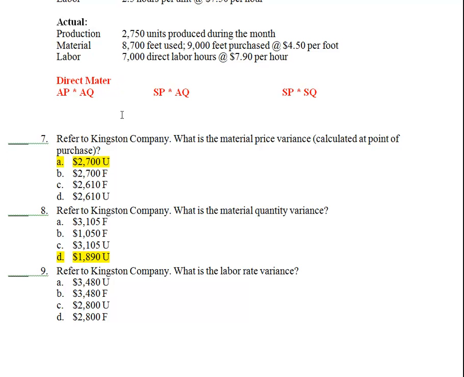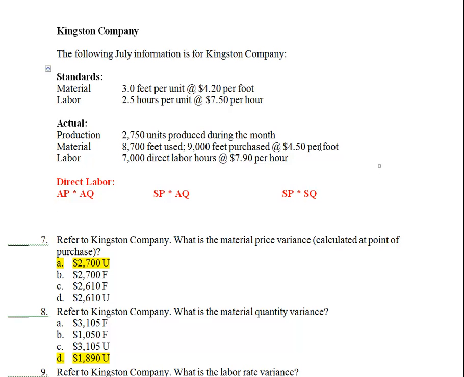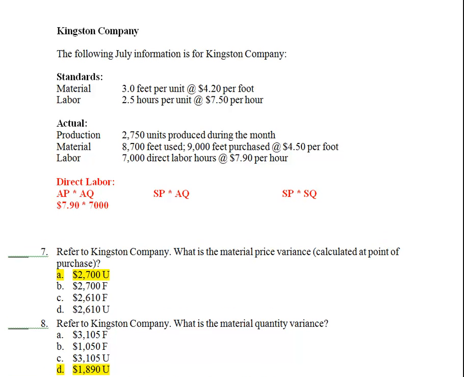So you want to write down your 3 columns again. For direct labor, we want to fill in actual. Your actual price is $7.90, and your actual quantity is 7,000 direct labor hours. So that's 55,300. Then you take your standard price. For standard, we thought we would only have to pay $7.50 per hour. So that's your standard price times the actual hours worked of 7,000.